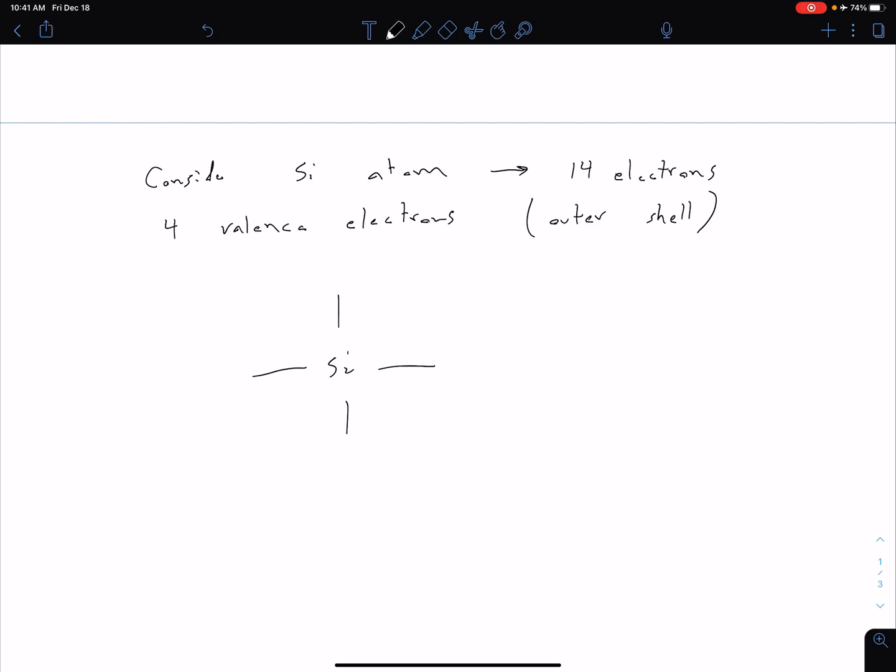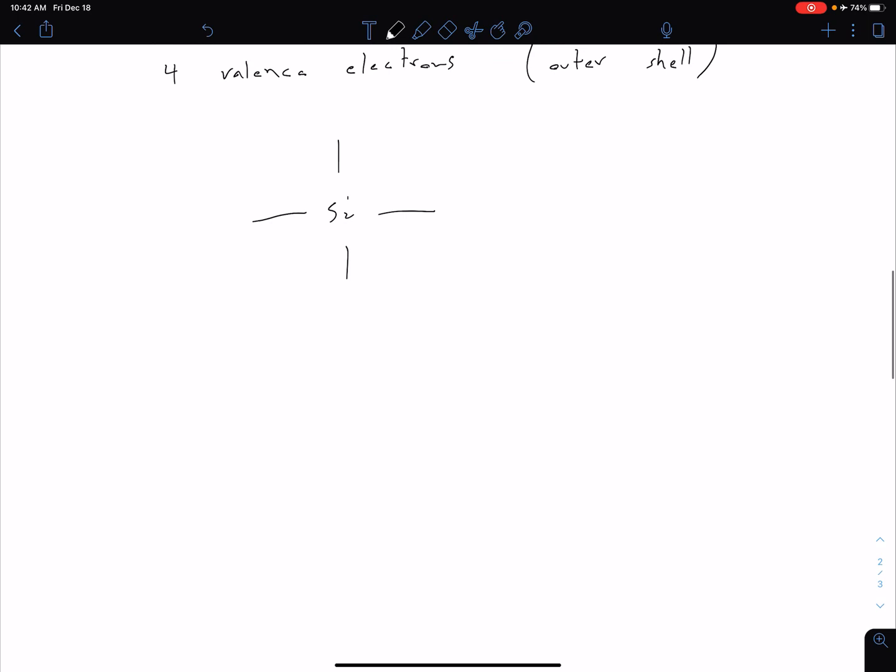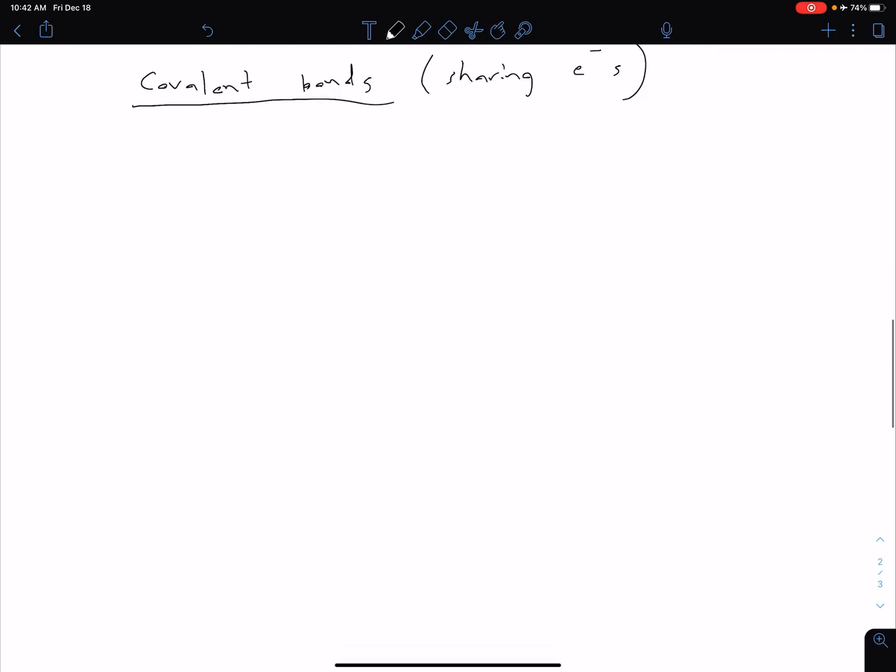Well, what can happen is that this silicon atom can form covalent bonds. Covalent bonds is, of course, where we're sharing our electrons. And oftentimes I'm going to abbreviate electrons as e with a superscript of minus. So we can share our electrons with covalent bonds. Of course, we're going to share that with our 4 nearest neighbors because we have 4 of those valence electrons. And so we end up with something that looks like this.